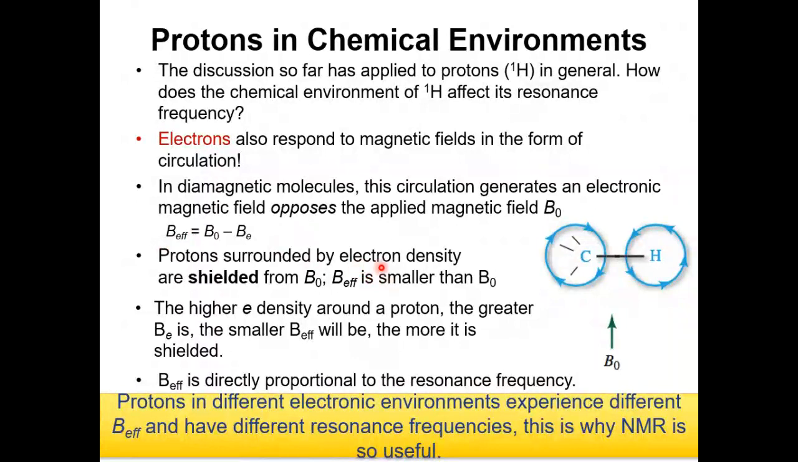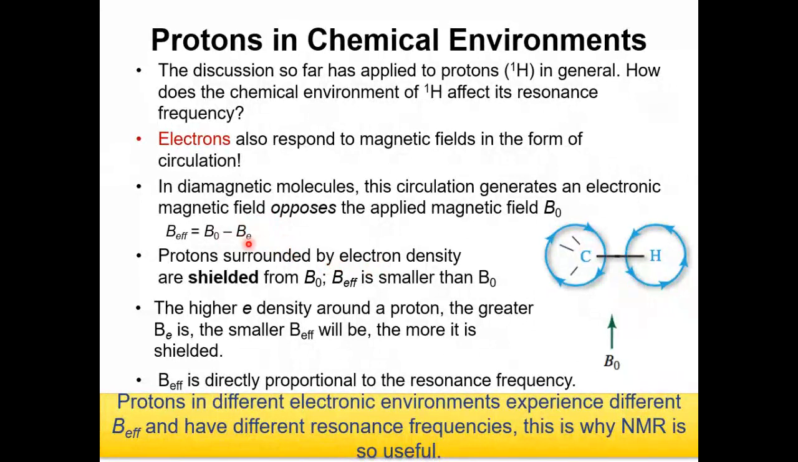Now the key part is here. The electron density around every proton is generally different. So if a proton has a higher electron density, that means the circulation of the electrons around that proton will generate a stronger BE.